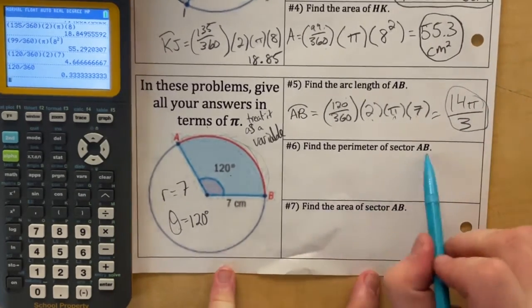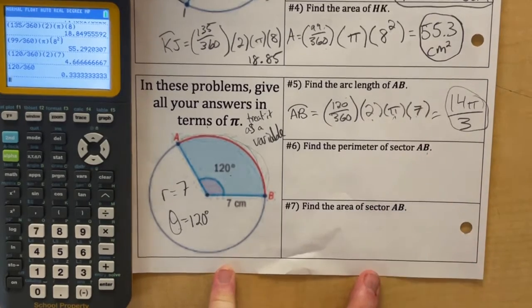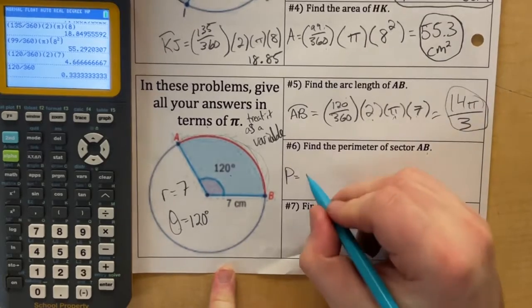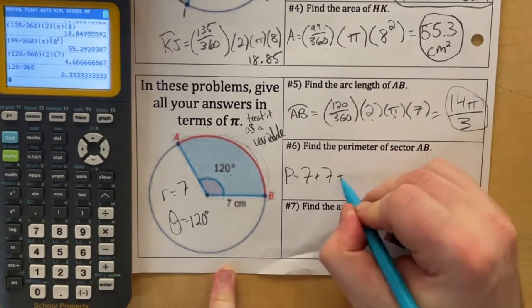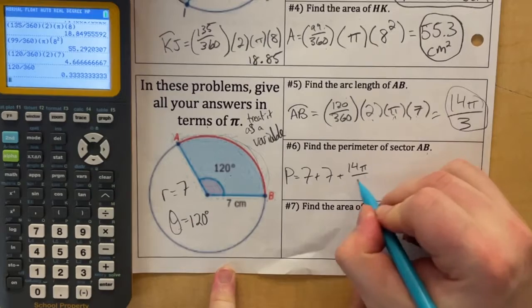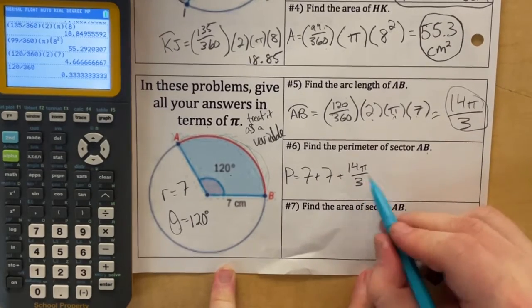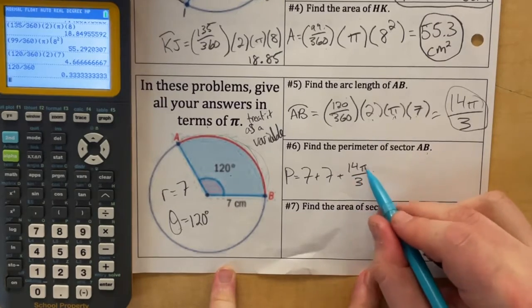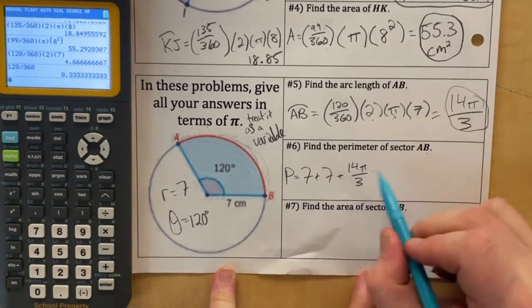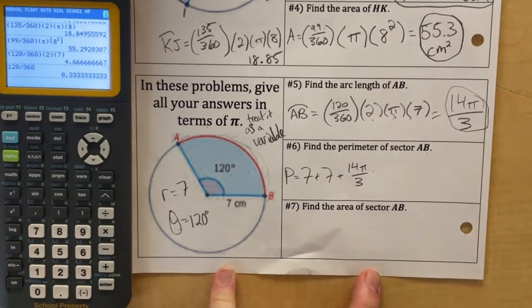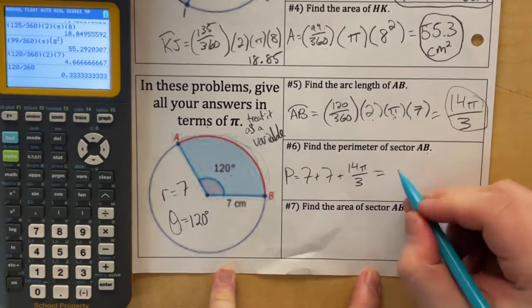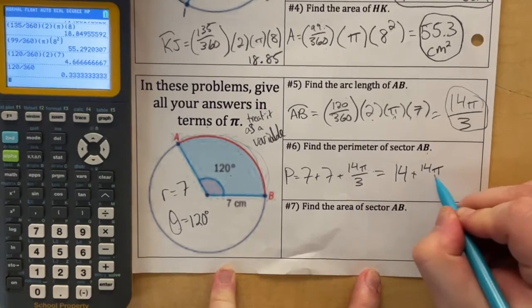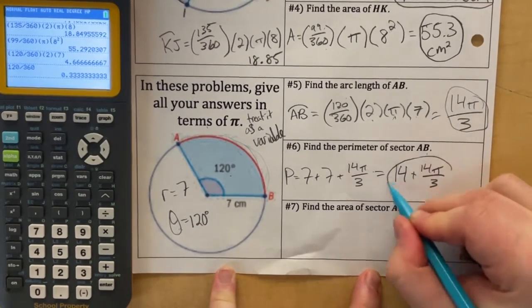And then it says find the perimeter of that sector. So now that I can have those two together, again, real simple, add these like this. I'm gonna have 7 plus 7 plus 14 pi over 3. However, you notice I'm not gonna be able to combine these because I'm leaving these in terms of pi. So if this was a variable, I couldn't combine like terms, so I'd have to leave it like this. I'd say 14 plus 14 over 3 times pi.